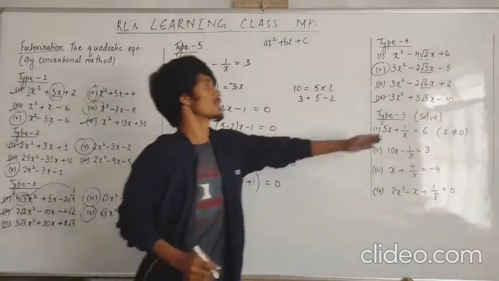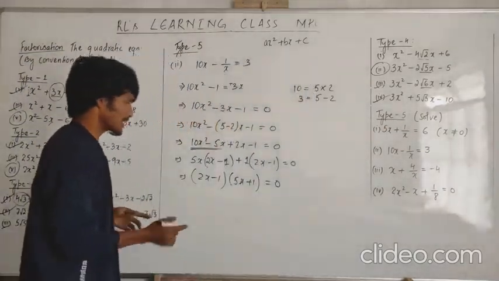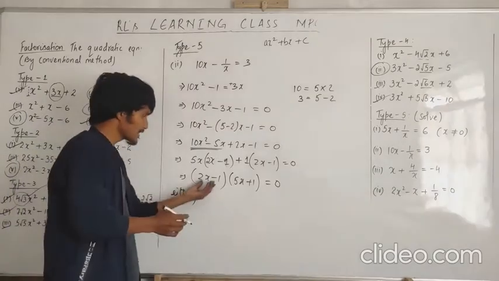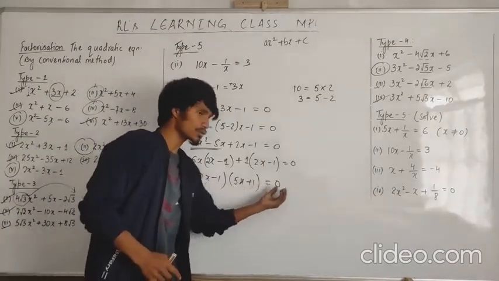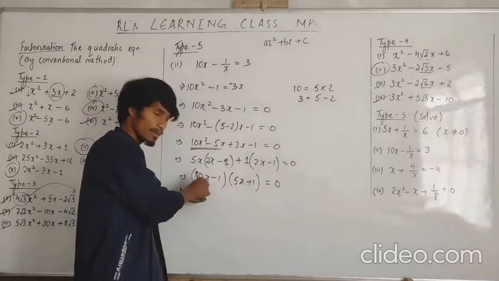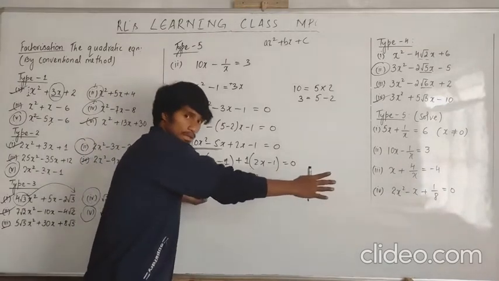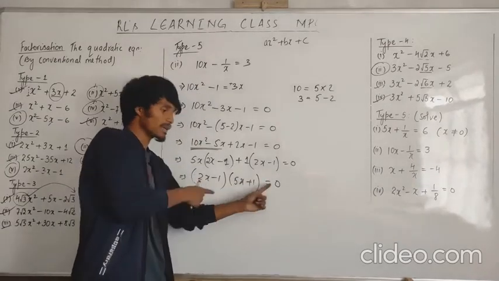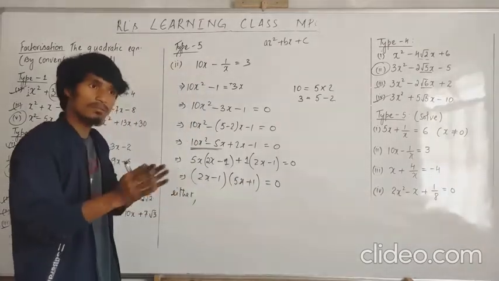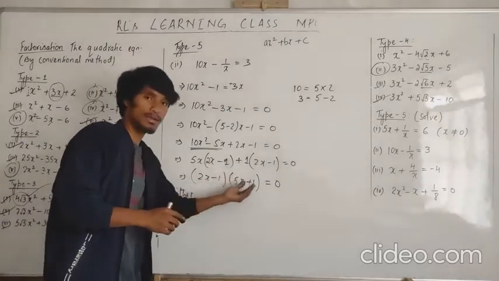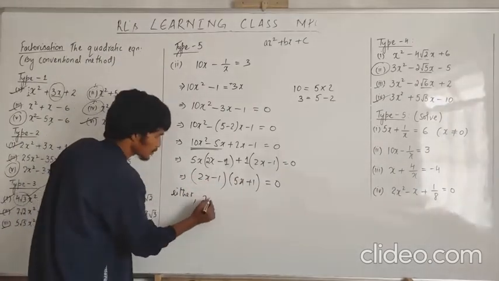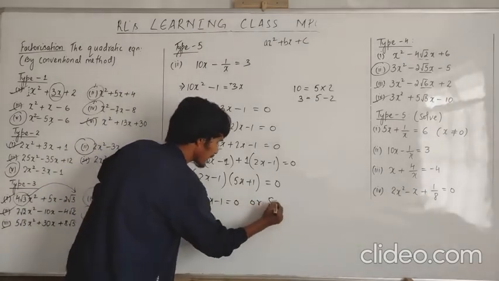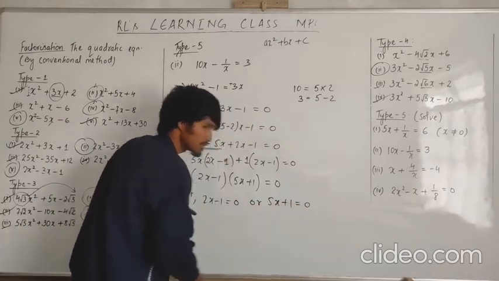For the question set here, solve and factorize. Then you have to get the final answer. Now, either this is equal to 0 or this is equal to 0. Now look, if this is 0, then 0 into this will be 0. Or if this is 0, then 0 into this will be again 0. Then you don't know which one is 0, either this one or this one. You can write either 2x minus 1 is 0 or 5x plus 1 is 0.